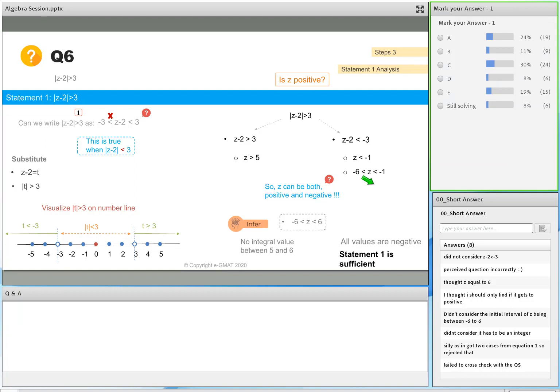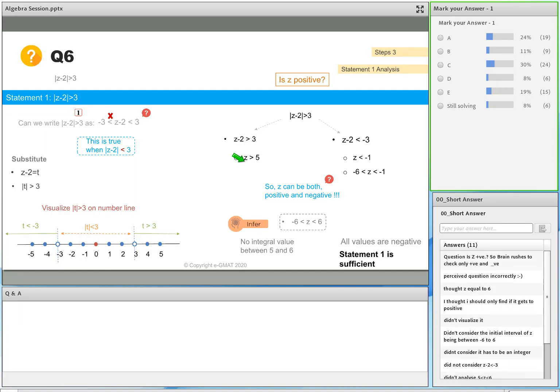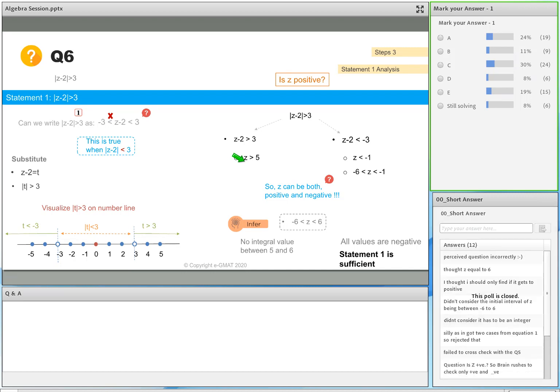I got 2 cases from equation 1, so I rejected them. Yes, so you did not use the question stem, which would help you eliminate this case. I'm sure the majority of you who did this wrong did this only. You missed this one case. Yes, didn't analyze the final piece of Z being greater than 5. Okay, well, be careful now that you've seen what is happening here, how one small detail can change everything for you.